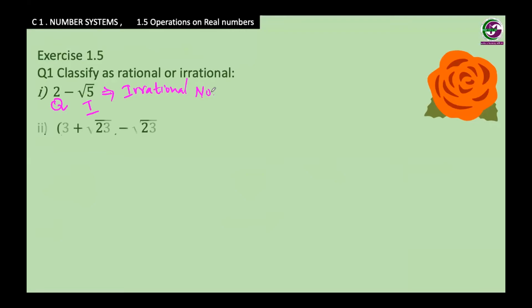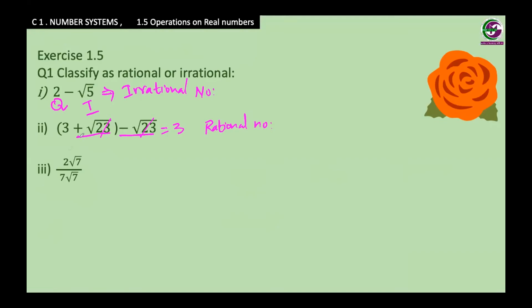Okay, let's see the next one. This you can simplify actually. Look, plus square root 23 and minus square root 23 will get cancelled. So your answer is only 3. So this is a rational number.